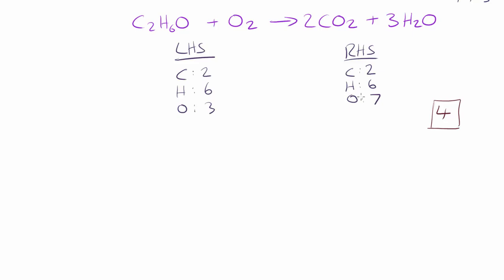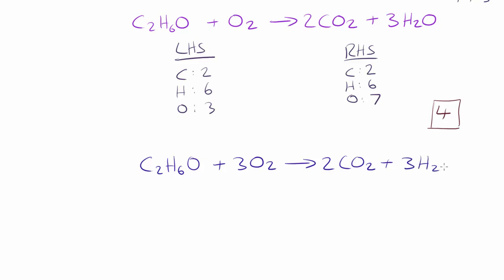And how can we achieve that? Well, we've got, as you can see, O2. If we put a 3 in front of this O2, we're going to increase the number of oxygens by 4, aren't we? Right? So simply put, if we put a 3 in front of the oxygen, let's see what we get when we do that, right? So C₂H₆O plus 3 O2, and then it goes to 2 CO2 plus 3 H2O, right?